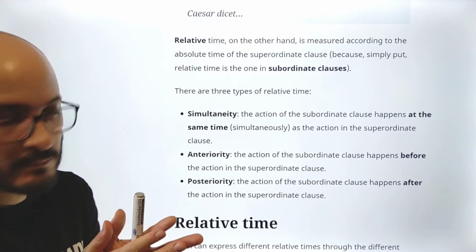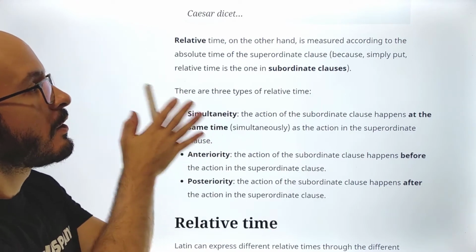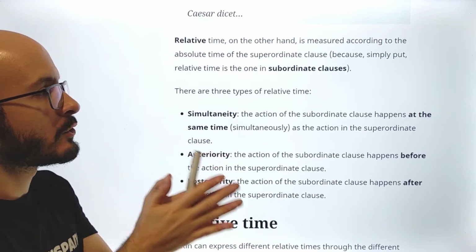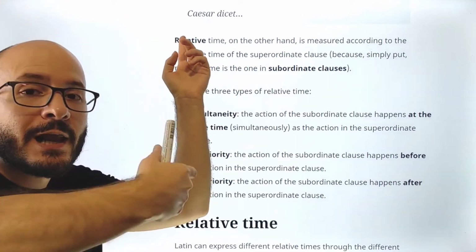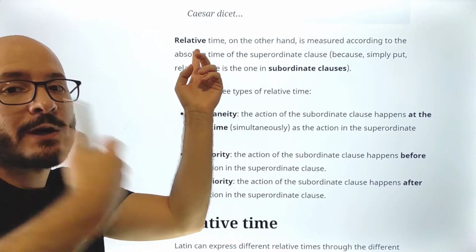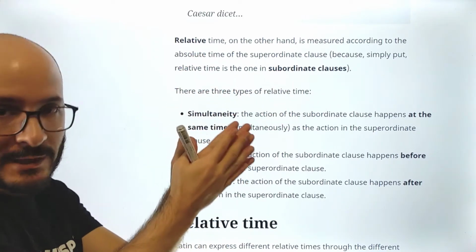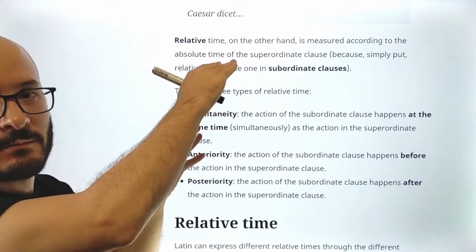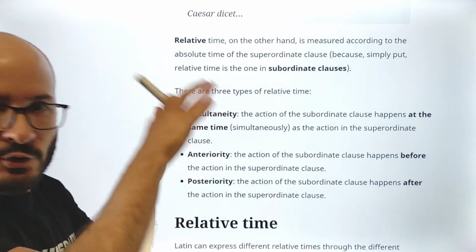Now, relative time, on the other hand, is measured according to the absolute time of the superordinate clause, because simply put, relative time is the one in subordinate clauses. Relative is relative in relation. So relative time is relative in relation to the absolute. We measure relative from the absolute time. Don't worry. It will be super clear.